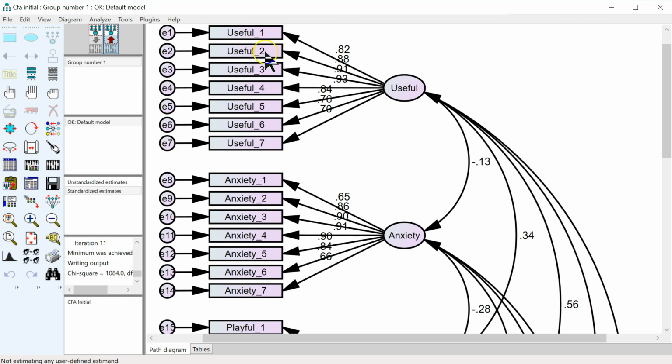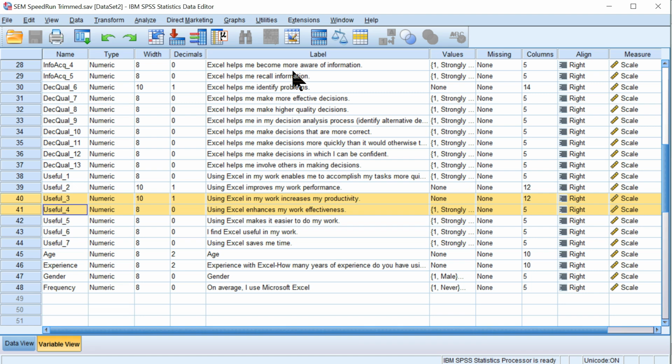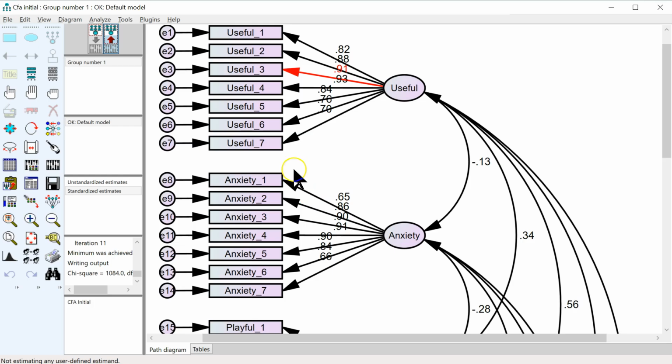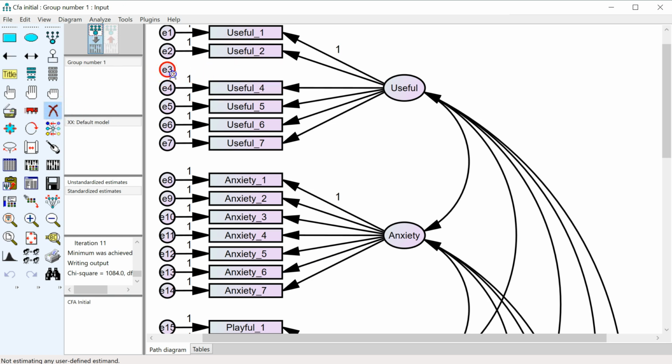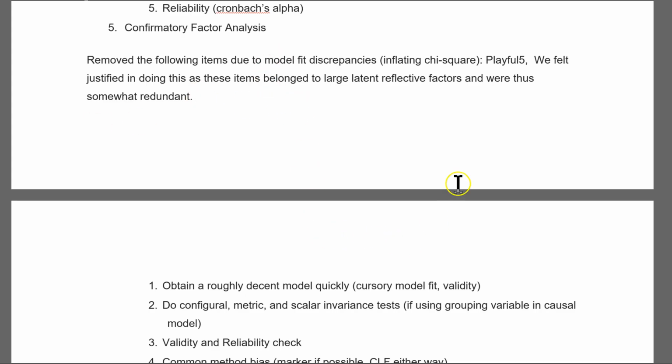The loadings indicate 3 and 4. Let's see. 4 is a 93. 3 is a 91. So, good. That's what I wanted. I wanted to drop 3 anyway, I think, right? Yeah, the productivity one. So I'm going to drop 3 because, again, it's redundant and it's creating problems with model fit, chi-square inflation. So that was usefulness 3. Let me go write that down. Where are you?